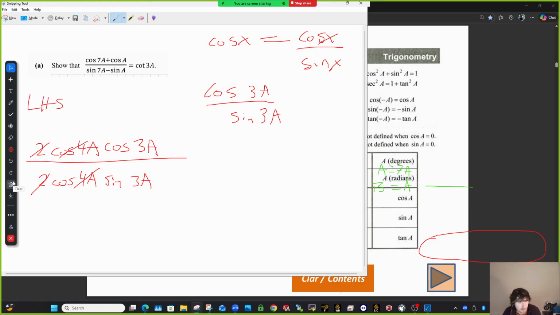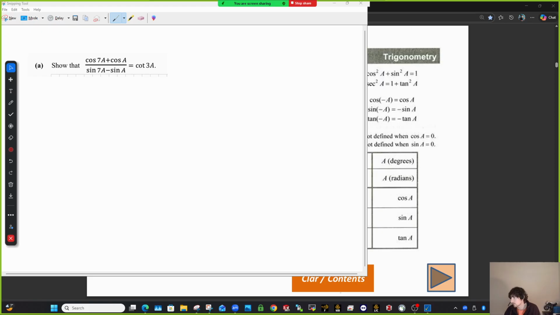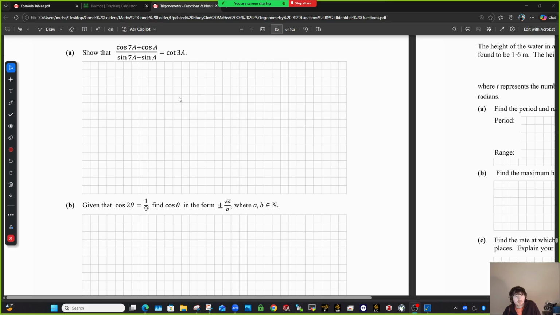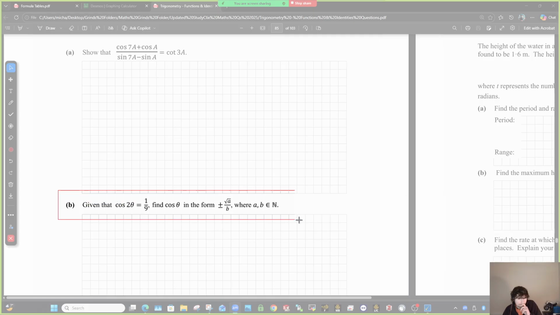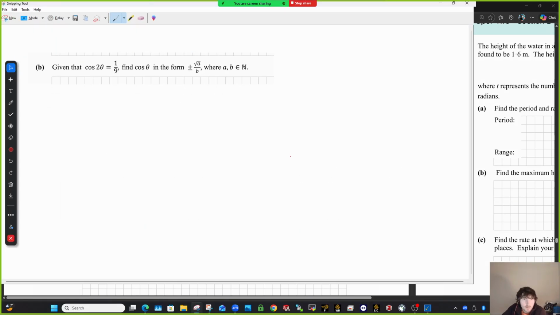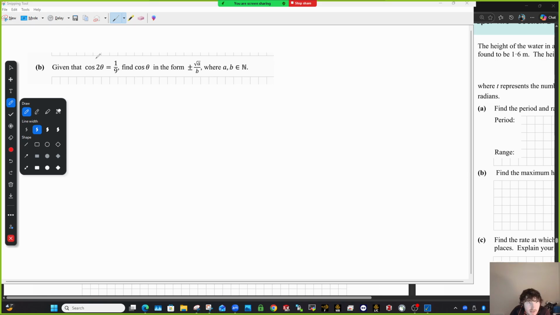Okay, great. So I'll keep scrolling along through the document. That was a good question there. So be aware of those sums and differences formulas if they come up in your exams. Yeah, actually, just the one underneath this is quite interesting. So I'm going to do this with people. They're giving us the cos 2 theta, and they want us to work back to the cos theta.